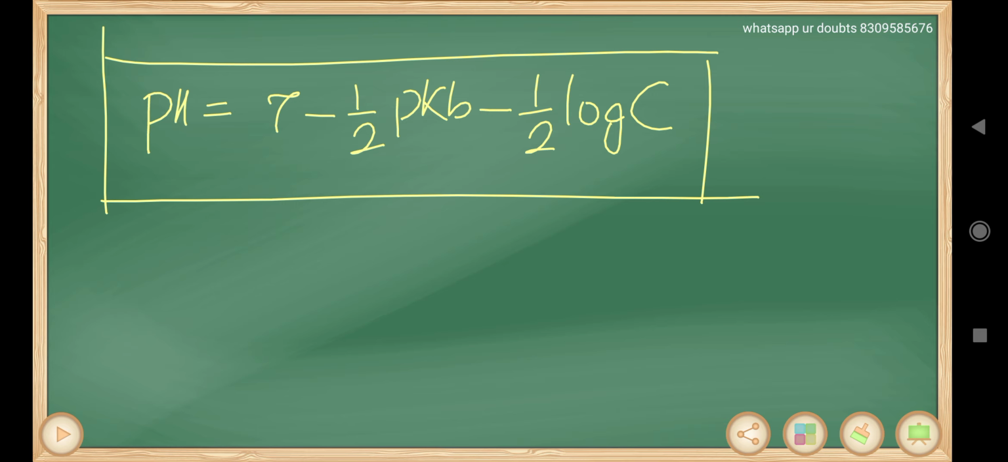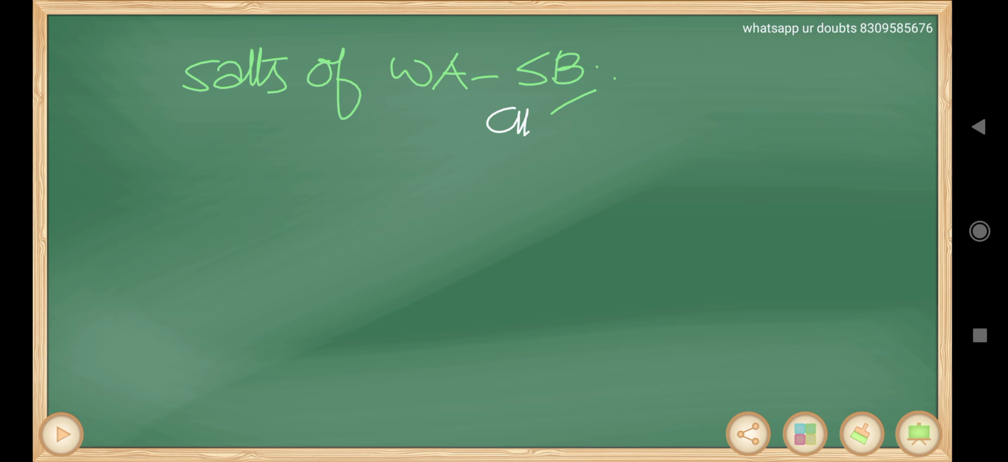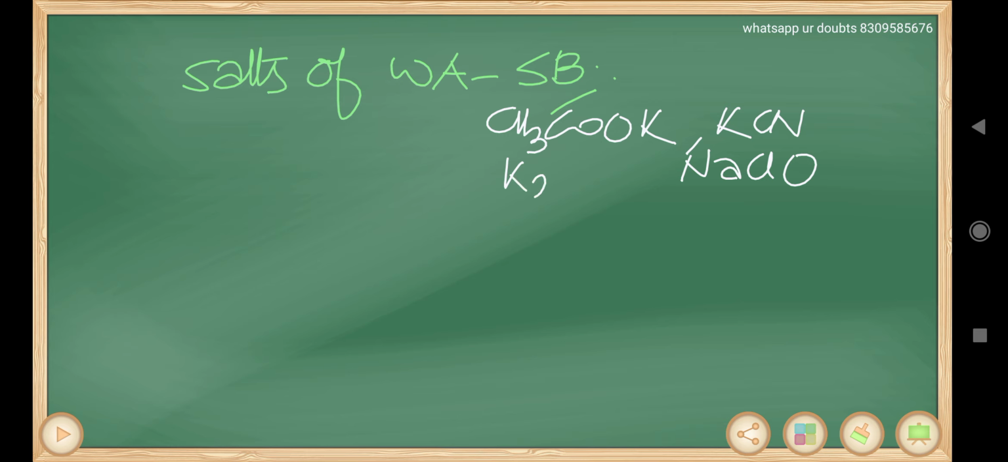Next, salts of weak acid and strong base. Same points we need to remember, we need to check. Examples: CH3COONa, where CH3COOH is a weak acid and sodium or potassium are strong bases you can take. Potassium cyanide, NaClO, sodium hypochlorite, K2CO3, these kinds of examples we can take.